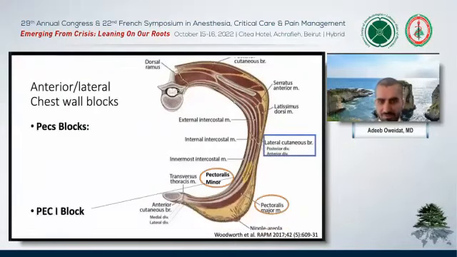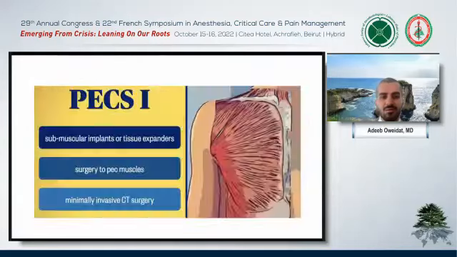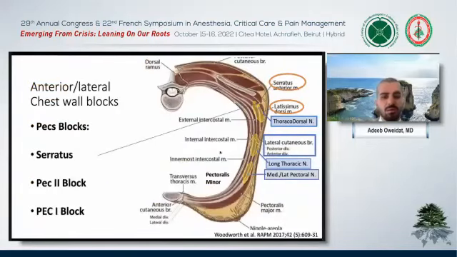So for the anterior lateral chest wall, we have different types of blocks. We can do a PEC one. So here is more anterior, as I said before, the spinal nerve gives off the dorsal rami and anterior rami, which becomes the sympathetic rami, which goes and synapses with the sympathetic trunk.